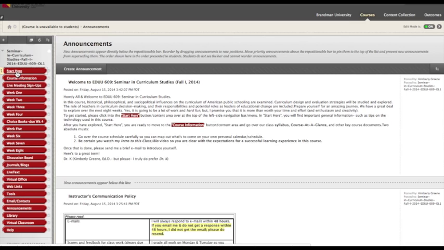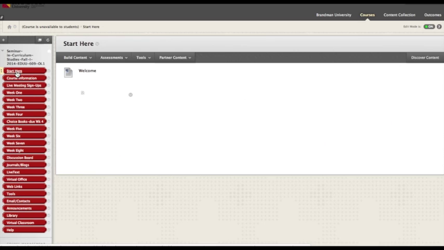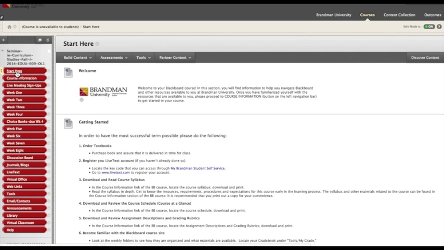Start with Start Here. Yes, it is relatively generic, as in it's information for the whole of the university and School of Ed, but please go through it. There have been some updates to our software very recently, wikis and journals in particular, and it's good practice. See what's there. Even if you go through it every term, things do change. After Start Here, course information.